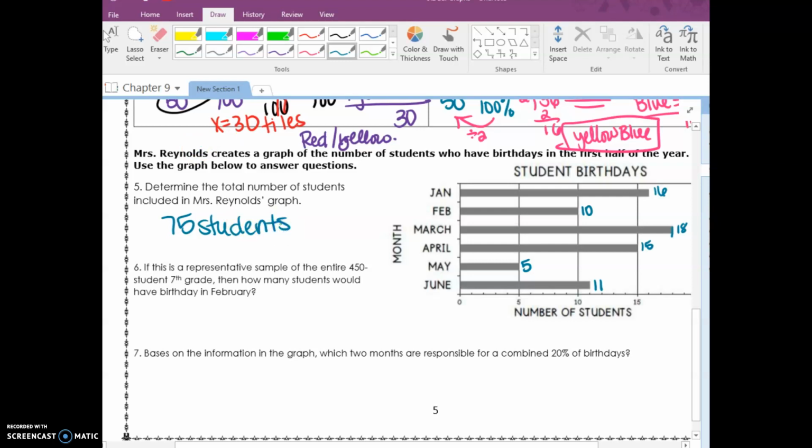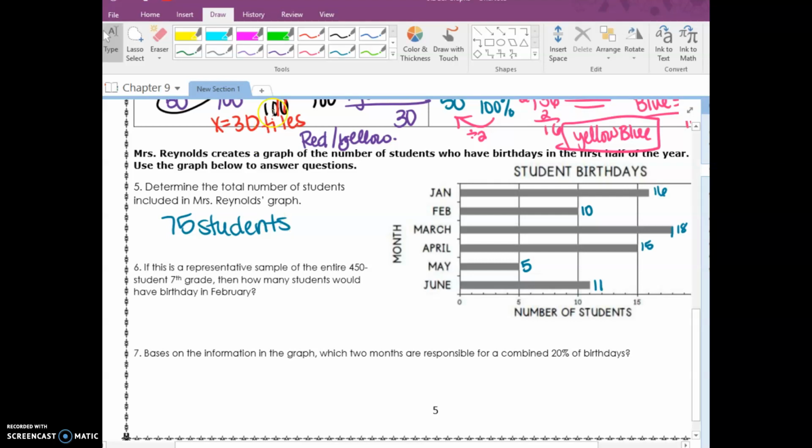Okay, so now let's look at number 6. If this is a representation of a sample of the entire 450 students in 7th grade, then how many students would have birthdays in February?